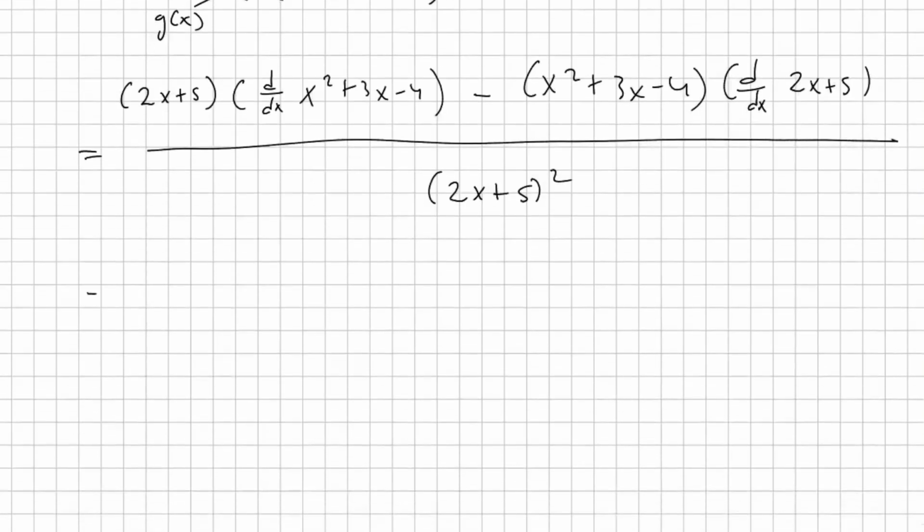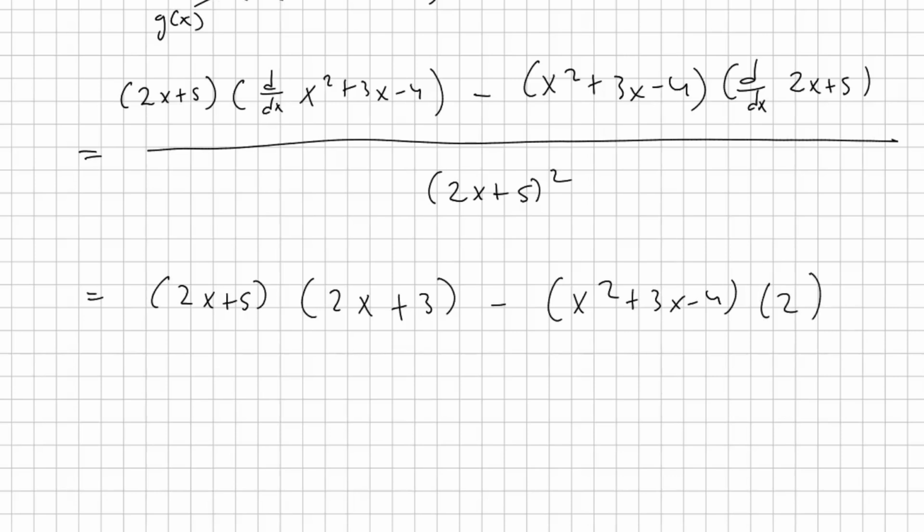Alright, so now let's get to solving it. It'll be 2x plus 5 times the derivative of this, which would be 2x plus 3. Subtract out, no derivative here, so it's just x squared plus 3x minus 4, times the derivative of 2x plus 5, which is just 2. And it's just going to be divided by 2x plus 5 squared.